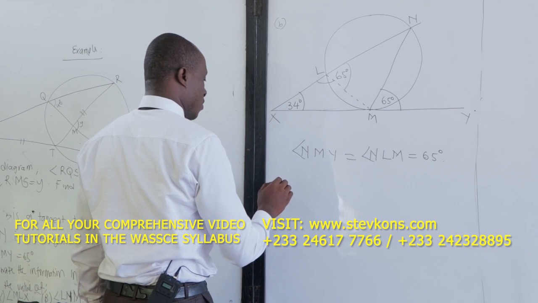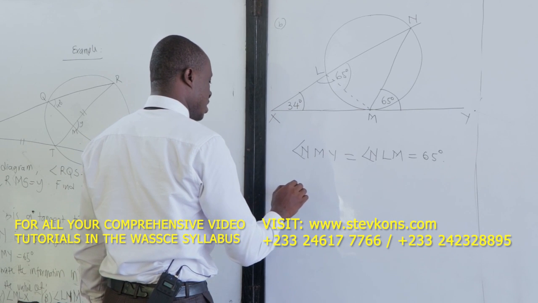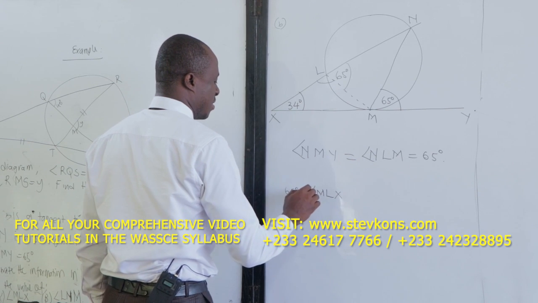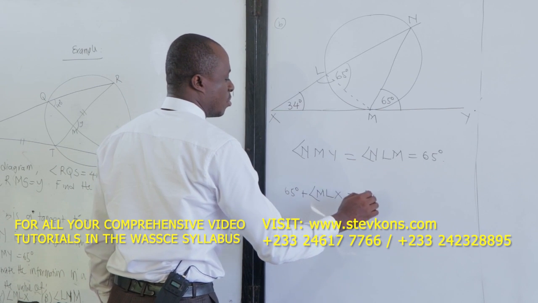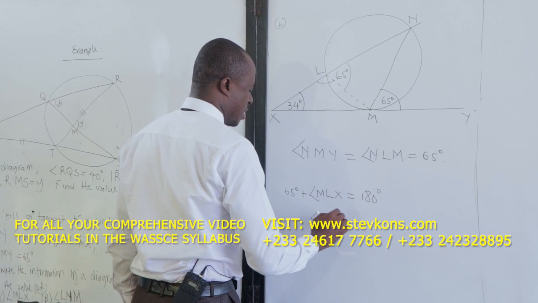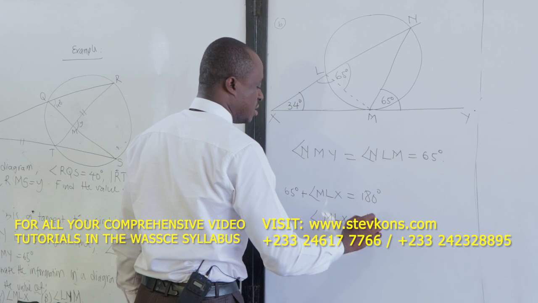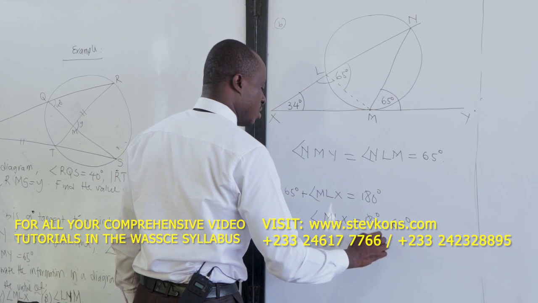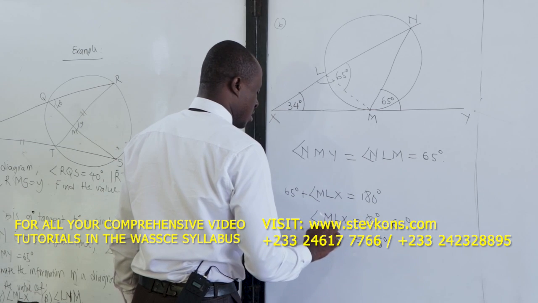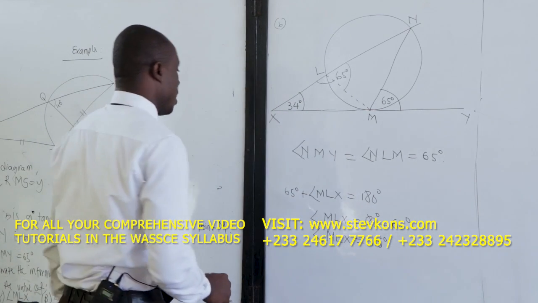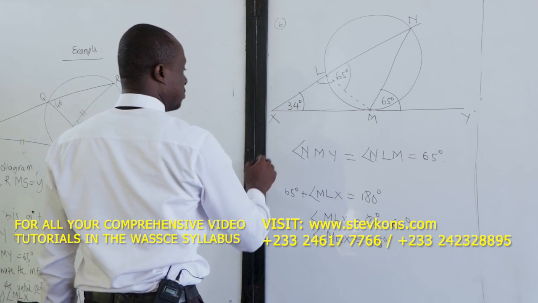So clearly we have 65 degrees plus angle MLX equal to 180 degrees. So our MLX will equal 180 degrees minus 65 degrees. And that's 115 degrees. That is MLX. That is alpha.